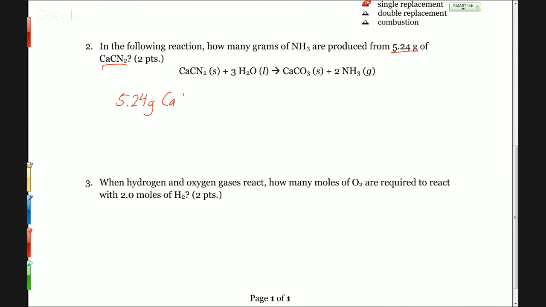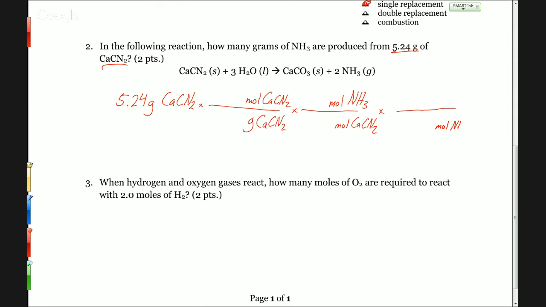So we've got 5.24 grams CaCN2. Then we're going to go from grams, what's happening here, to moles. Then moles of this one to moles of the NH3, ammonia. And then finally, moles of NH3 to grams of NH3.